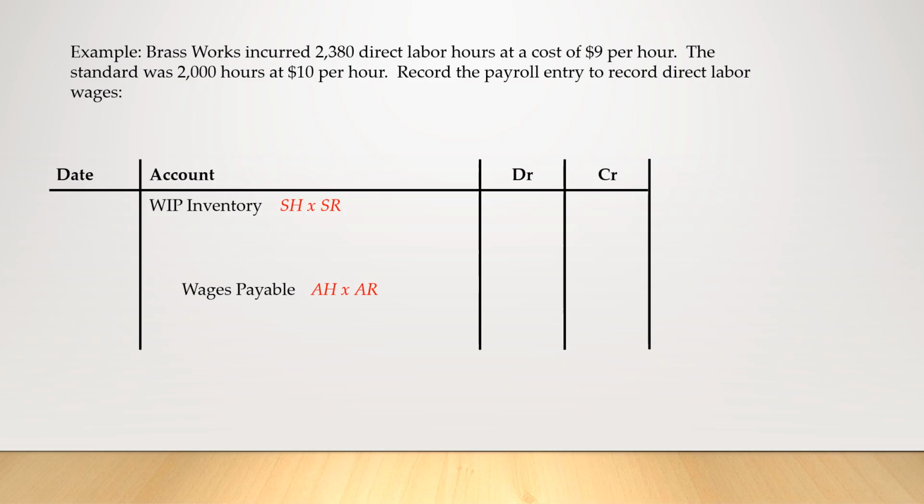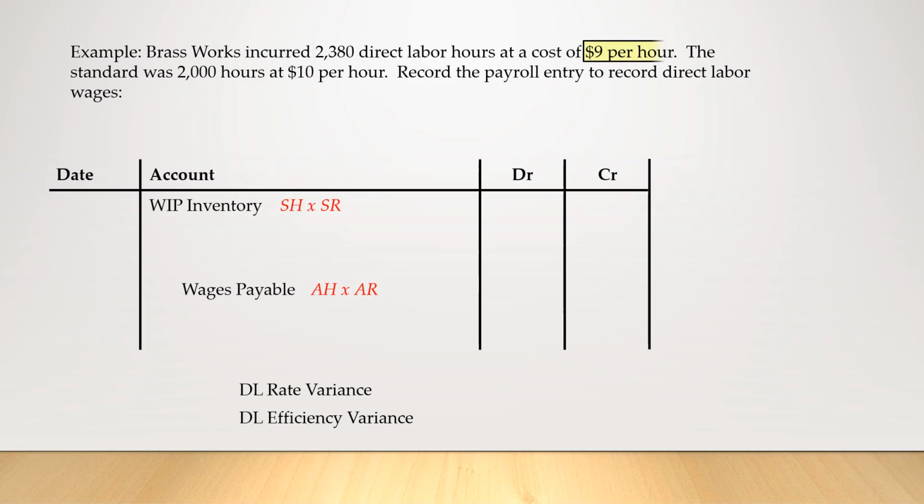Unlike materials, we don't buy labor and then use it later, so this entry will record both labor variances within it. How will each of these variances be recorded? By that I mean, how do we know if we'll debit or credit them? You can deduce this fact by comparing your actuals to your standards.